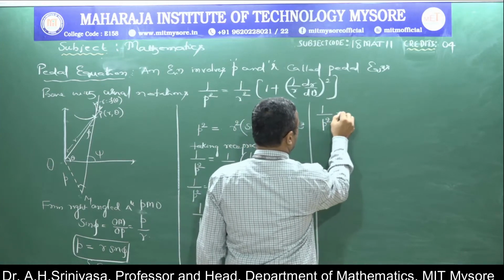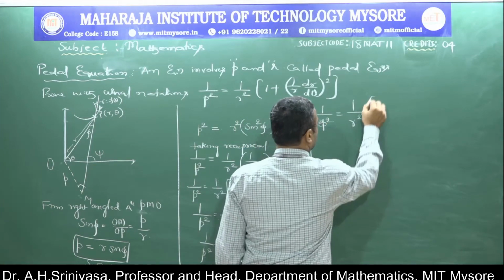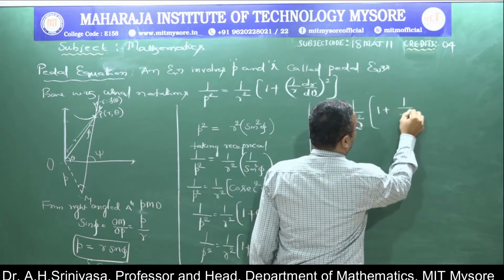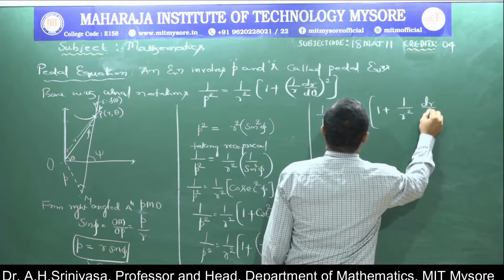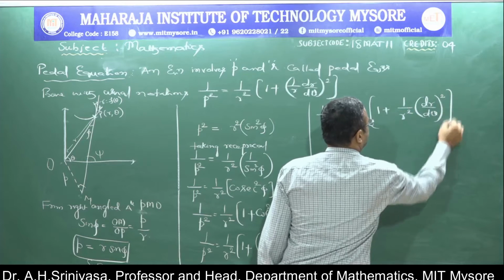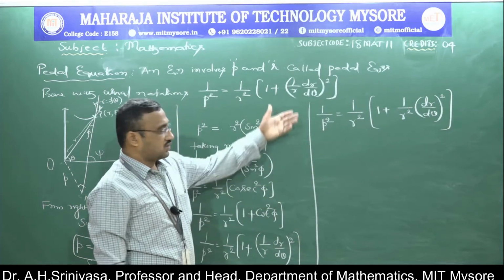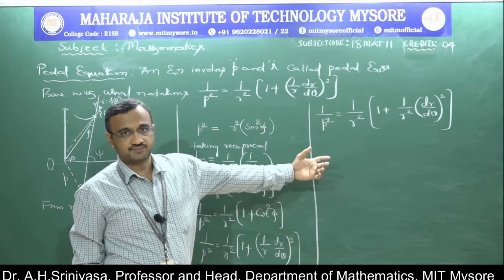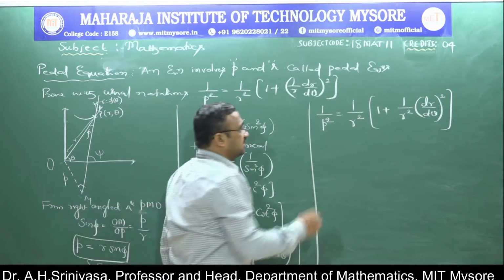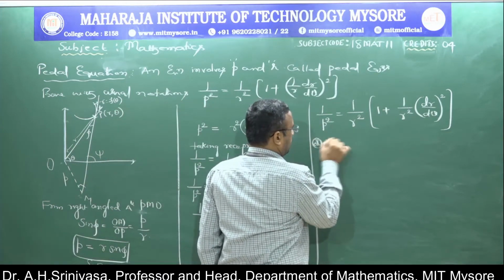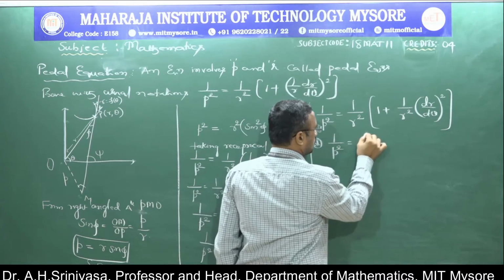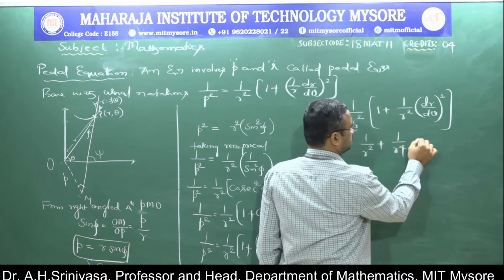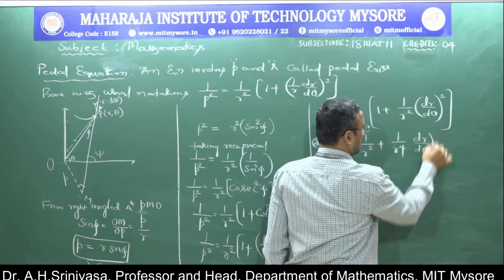1 by P square equal to 1 by R square into 1 plus, the simplification of this, 1 by R square into dr by d theta whole square. What they are asking here, the desired results are obtained. Sometimes some expansion form is asked of you, so that's why I am going to expand this. Or 1 by P square equal to 1 by R square plus 1 by R power 4 dr by d theta whole square.